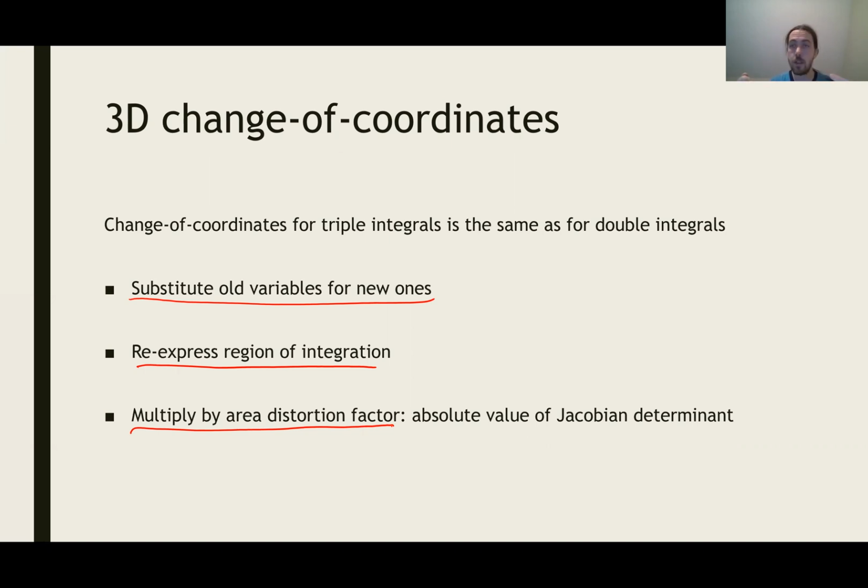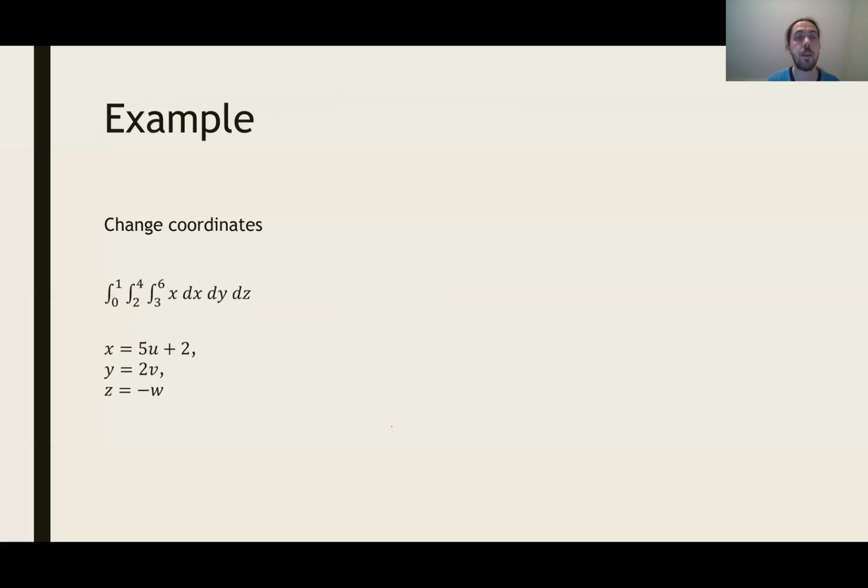We have to take its absolute value, and then we have to throw that into our integral to compensate for the fact that when we change coordinates, we might have accidentally distorted what the area is, or what the volume is in this case. So here's an example of a triple integral in terms of x, y, and z coordinates, the triple integral of x dx dy dz, and we want to substitute in these three new coordinates.